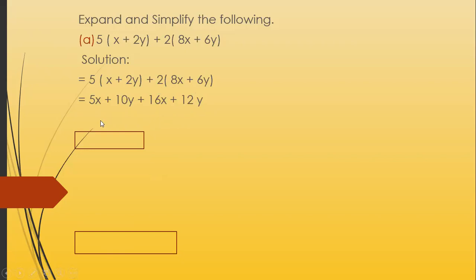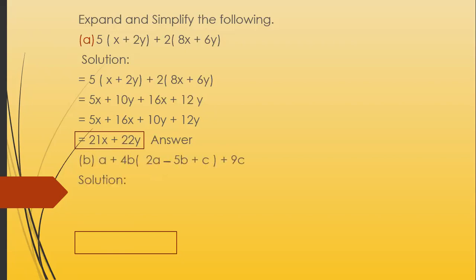As you all know that we will solve only like and like terms. We can only add or subtract like terms. So we will write 5x plus 16x plus 10y plus 12y. It results 21x plus 22y. It will be our answer.